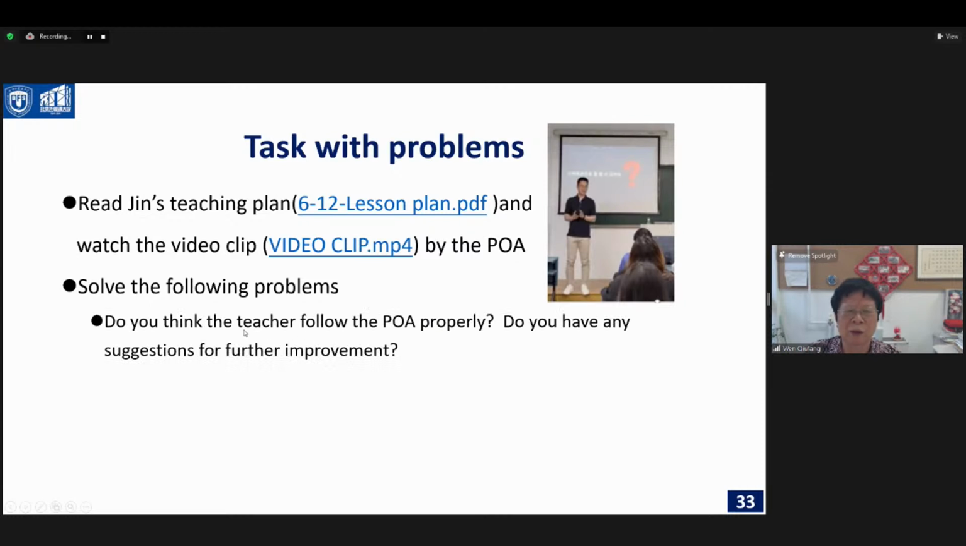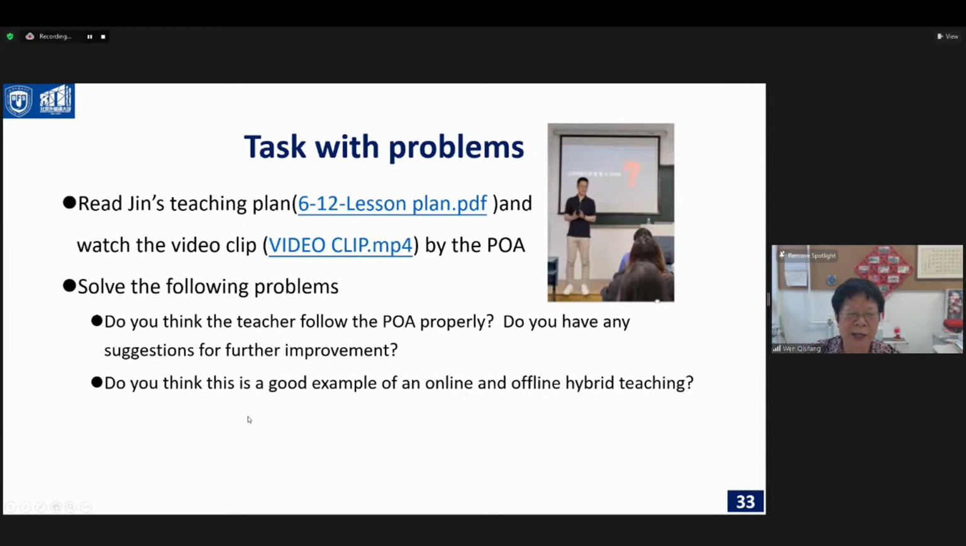Problem 1, do you think the teacher followed the POA properly? Do you have any suggestion for further improvement? And then, do you think this is a good example of online or offline hybrid teaching? Because Jing claimed that they used the hybrid teaching mode. If you were a teacher, how would you do it?